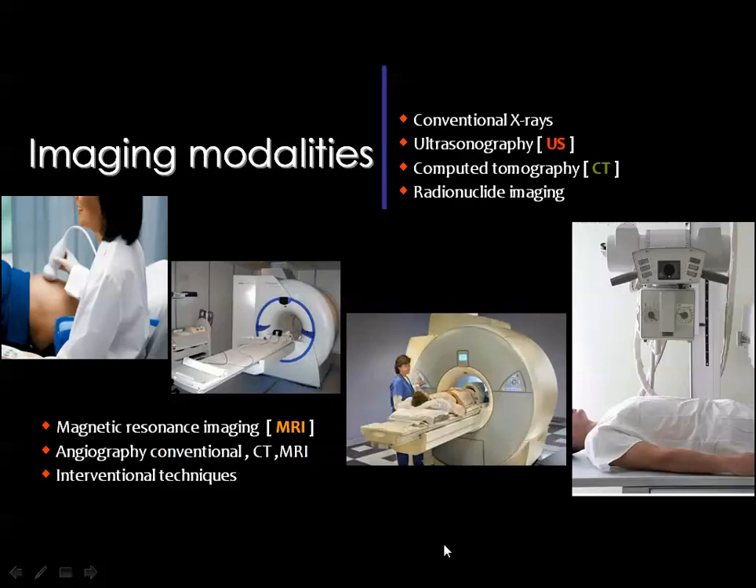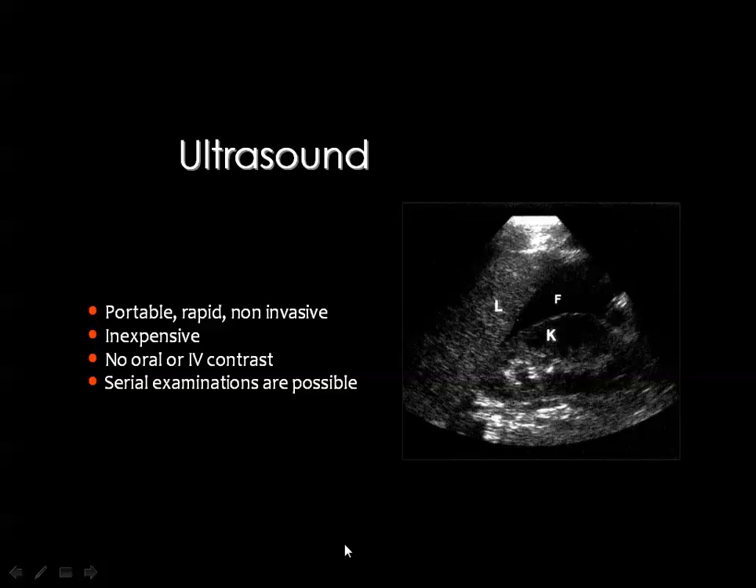Then, as you all know, we have many imaging modalities for evaluation of the abdomen, including the ultrasound, the CT scan, the MRI, and of course the conventional X-rays. Then you can also use radionuclide scans in some cases, and use the facilities of CT and MRI to perform angiographic techniques, and also we can perform interventional maneuvers.